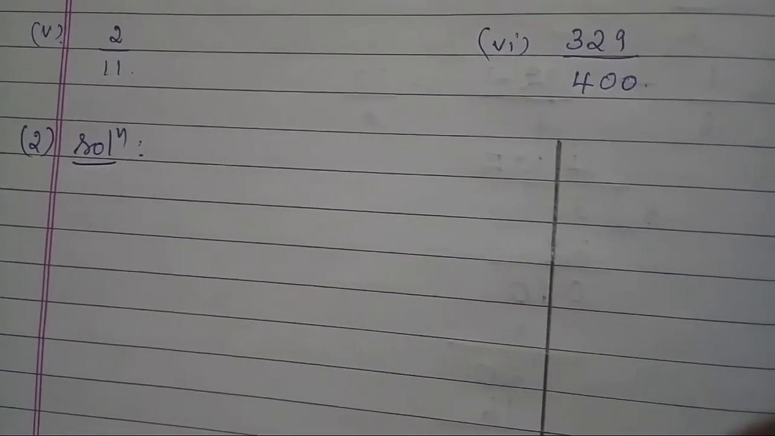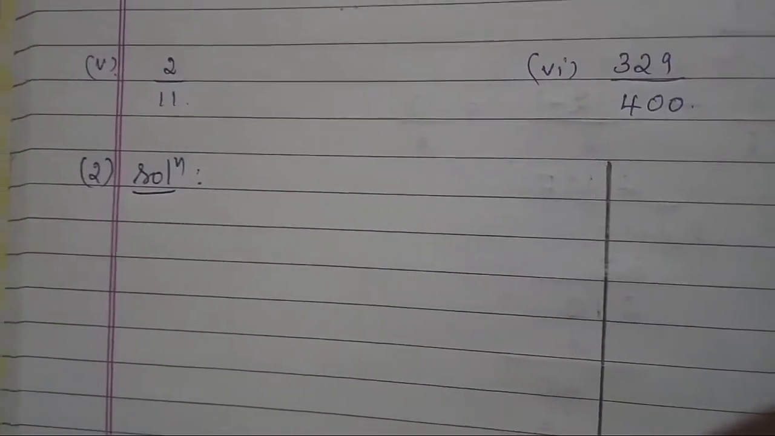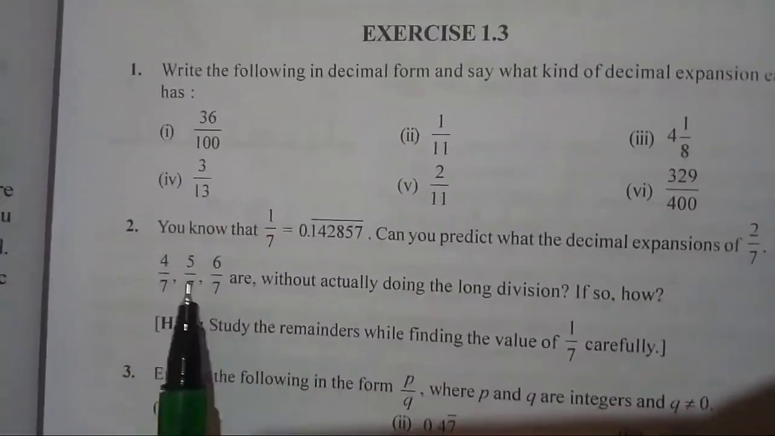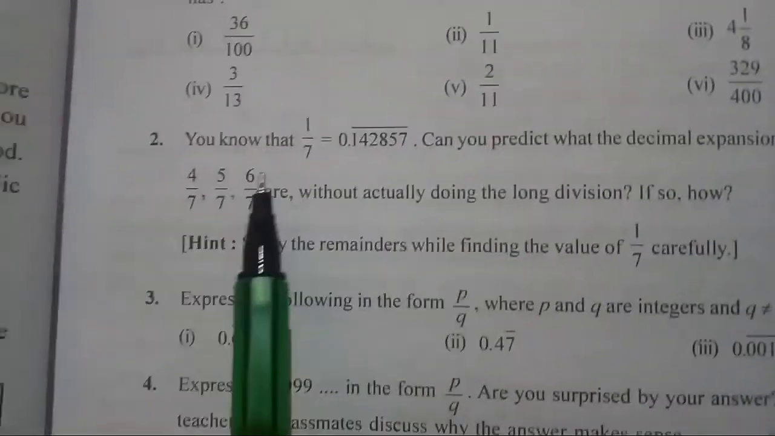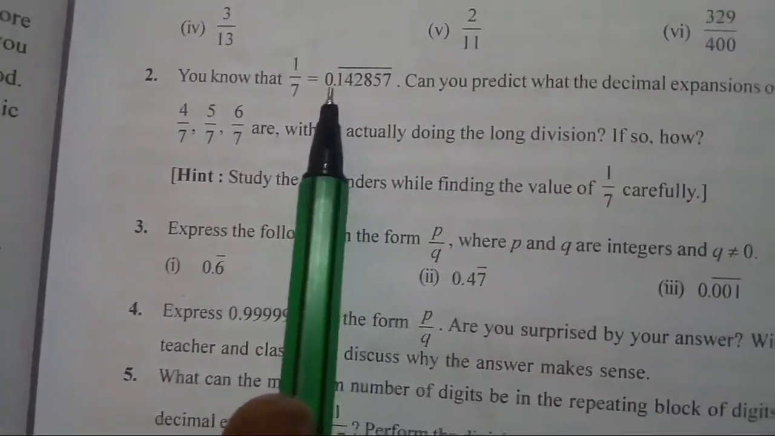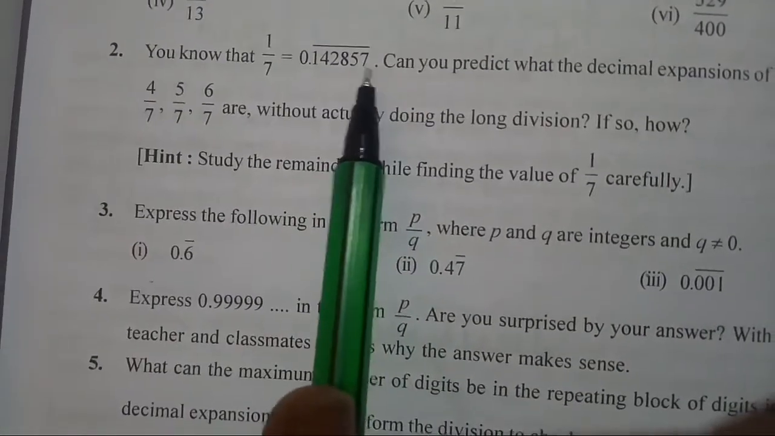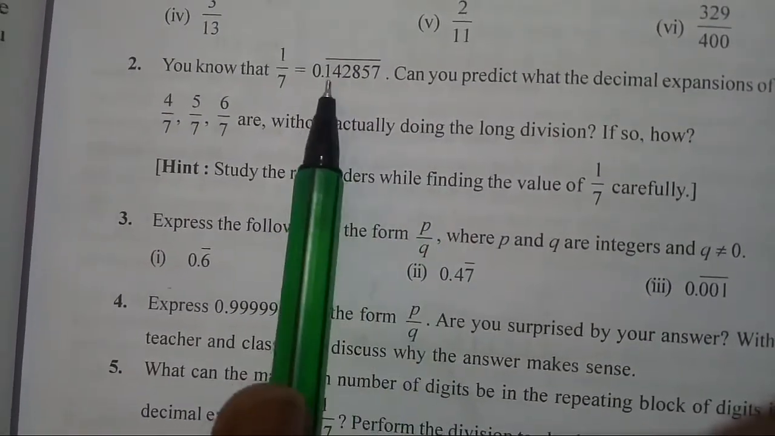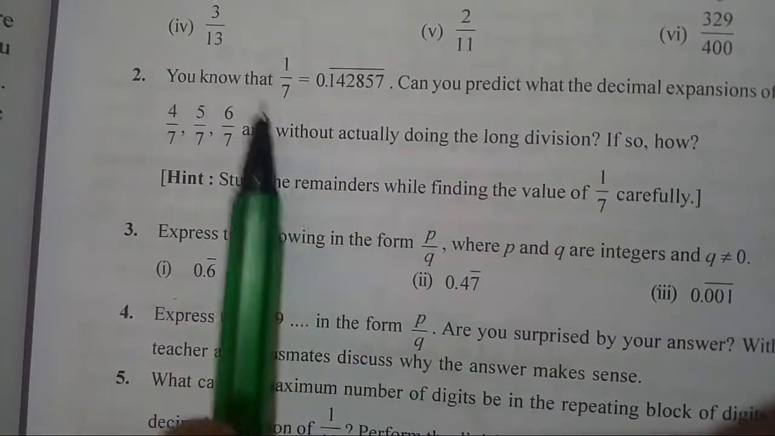Today we solve exercise 1.3, second problem. What we need to solve here: the question says that you know that 1 by 7 is equal to 0.142857 with a bar, meaning they put a bar over the numbers after the point. They have given the value of 1 by 7.